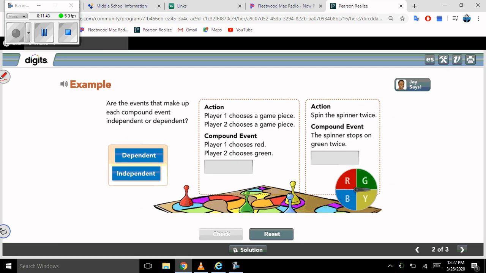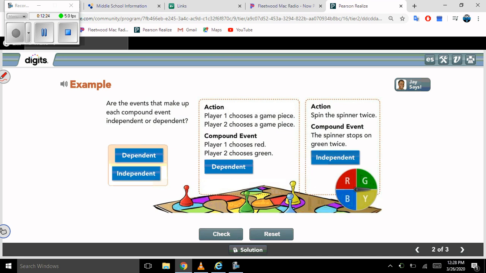And so in this particular situation, once again, we're saying, okay, if I have an action, and let's think we're playing Sorry in this scenario. Player 1 chooses a game piece. Player 2 chooses a game piece. Obviously, if player 1 chooses a red, player 2 cannot choose a red. That is no longer an option. So this would be representing a dependent event. Over on this next action, we're going to spin the spinner twice. That's going to be an independent situation. Why? Because what you spun the first time has no bearing on what you spin the second time.